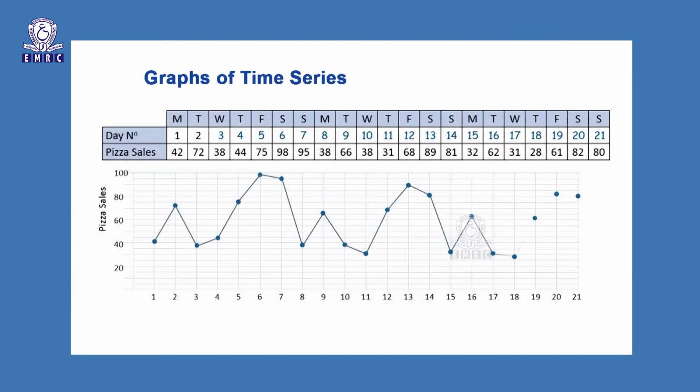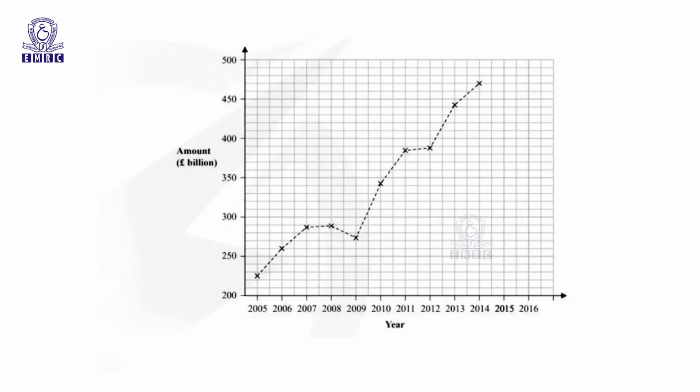Now, let us look into the graphs of time series. A time series is a set of values of a variable or variables arranged over a period of time. For example, the data relating to the production, sales, expenditure, exports, etc. during the last 10 years.